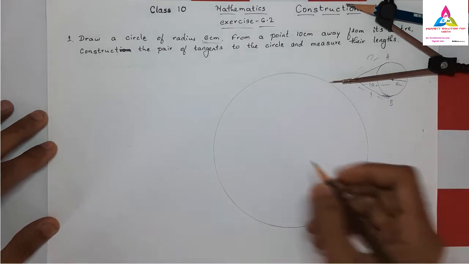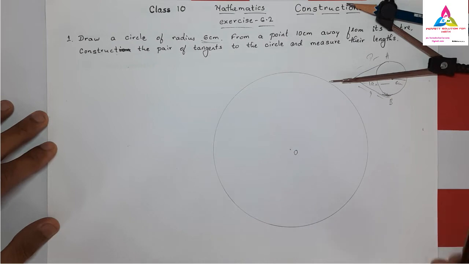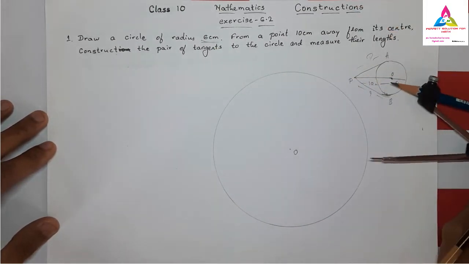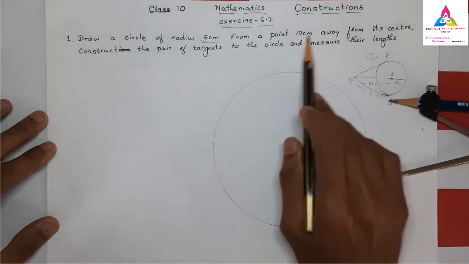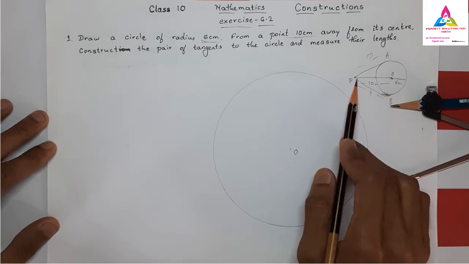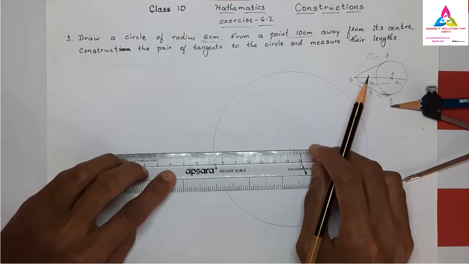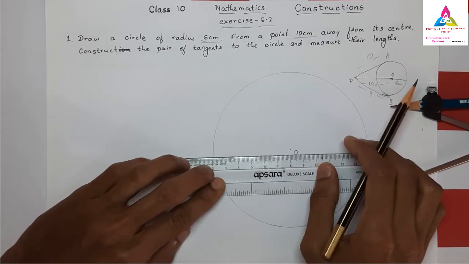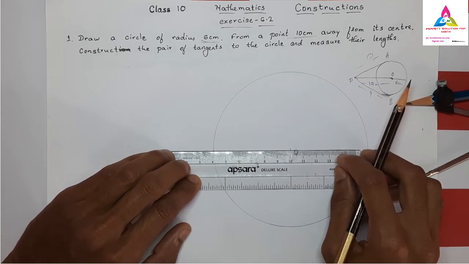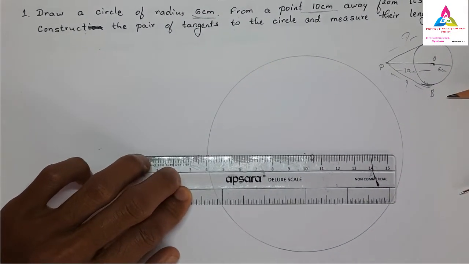After drawing that, take the center as O. So this is our circle of 6 cm. According to the rule, we have drawn the 6 cm circle. What is the next step? According to the question, there is a point called P which is 10 cm away from the center, so we have to draw OP. Take a scale, keep it on O and measure 10 cm, where it will come. Sorry, 10 cm. So 10 is here. You can watch it correctly, 10 cm.